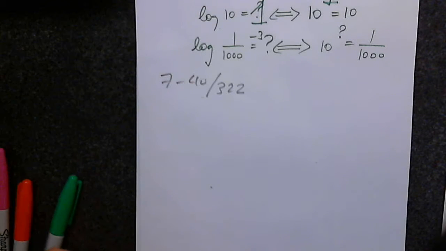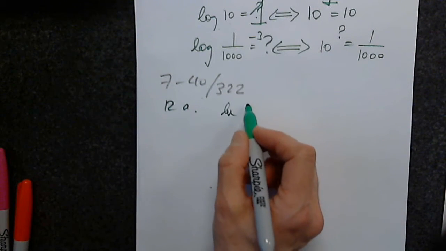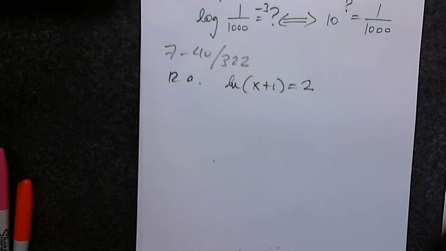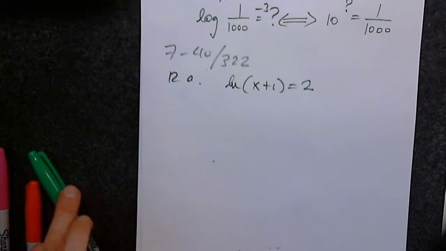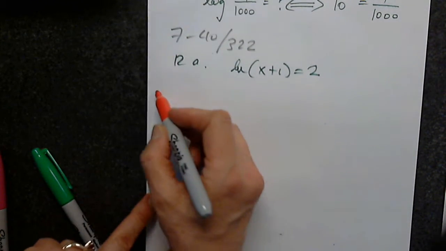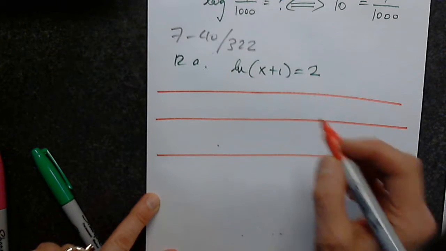So let's look at 12. A or B or both? Okay, so 12a, we have natural log of x plus 1 equals 2. Okay, so before we continue, allow me to, yes, I'll explain in 1 minute. Yes, indeed.